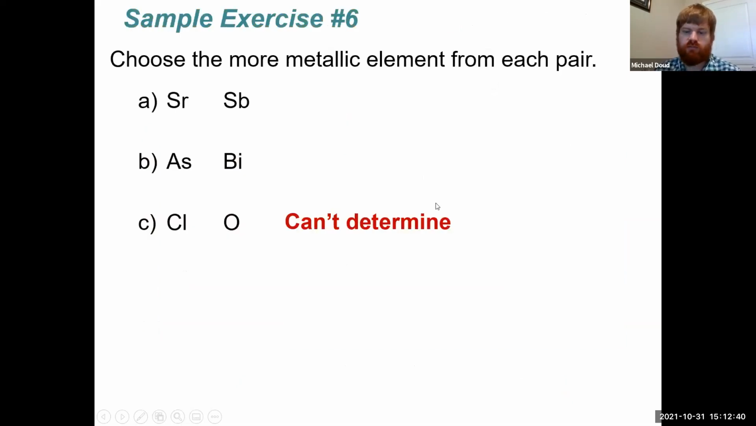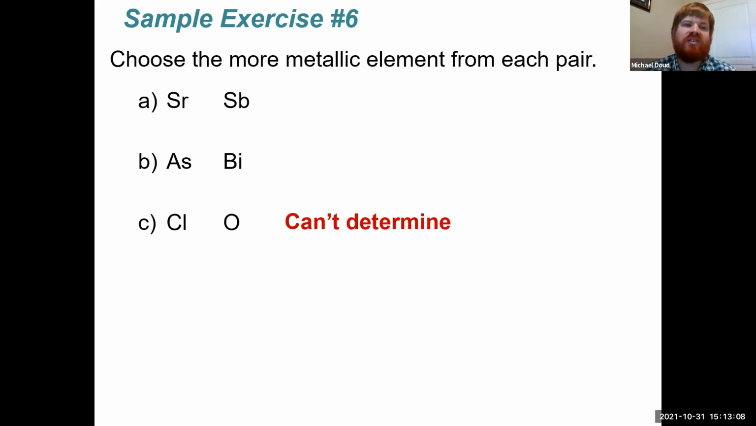Oh, oops. Well, okay. So good enough. I guess my trick question didn't trick you here because it just says can't determine already. Go ahead and choose the more metallic element from each pair. First with strontium and antimony, then we have arsenic and bismuth, and then finally chlorine and oxygen, we can't determine. So go ahead, take a moment, pause the video, and when we come back, we'll take a look at this.